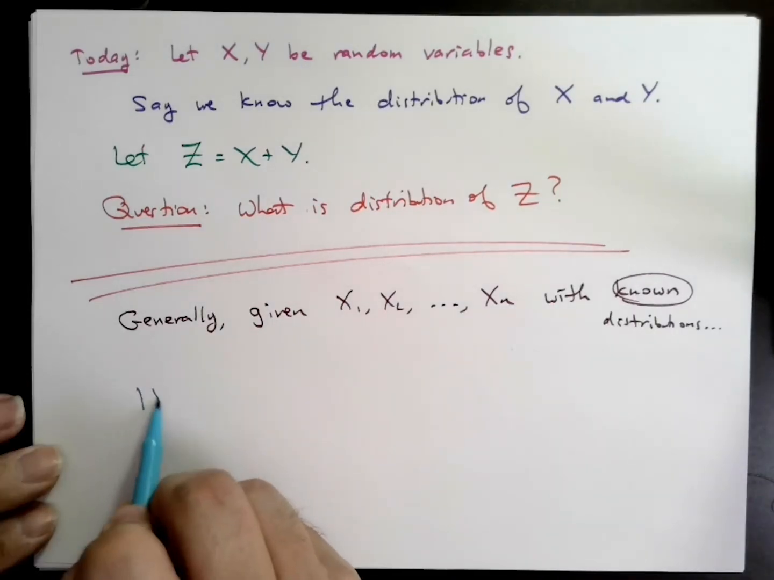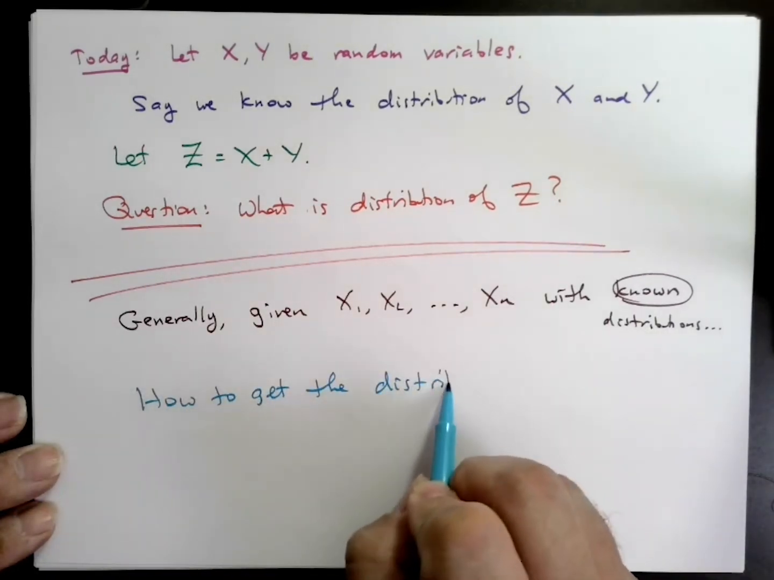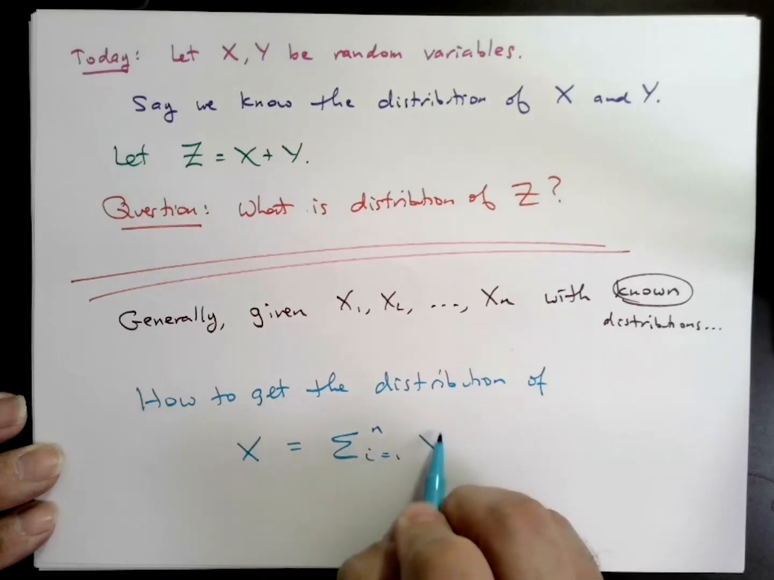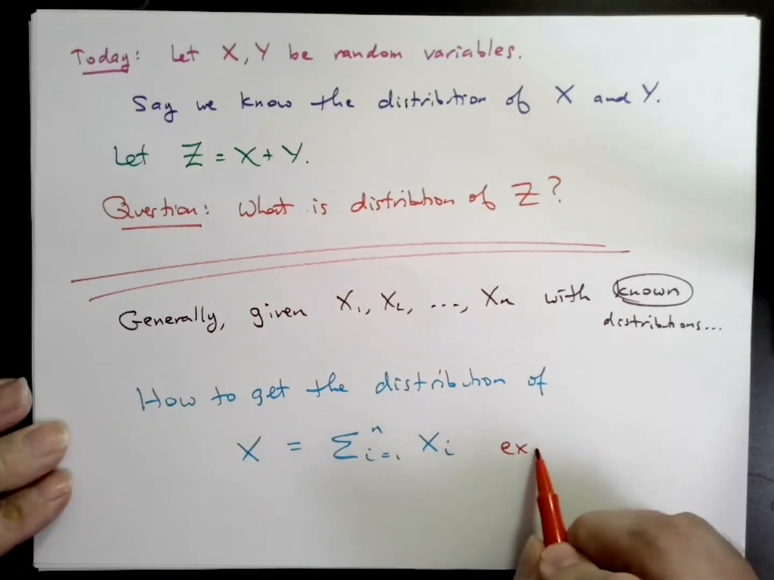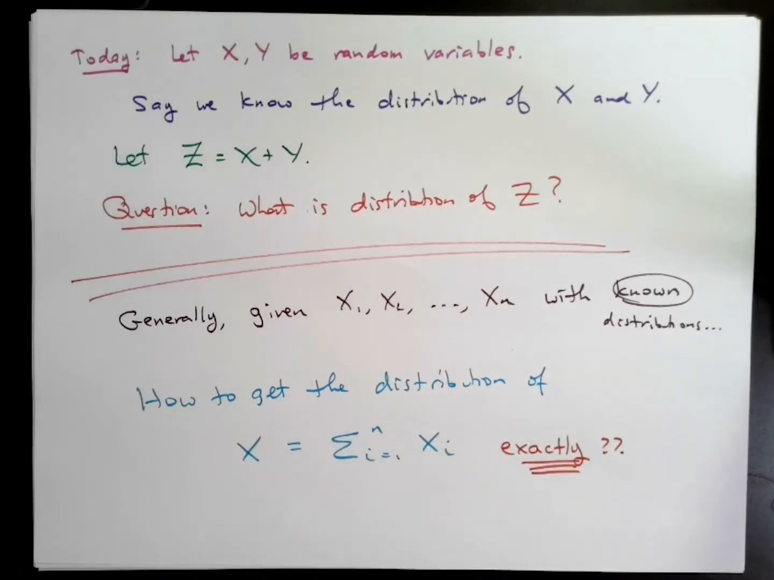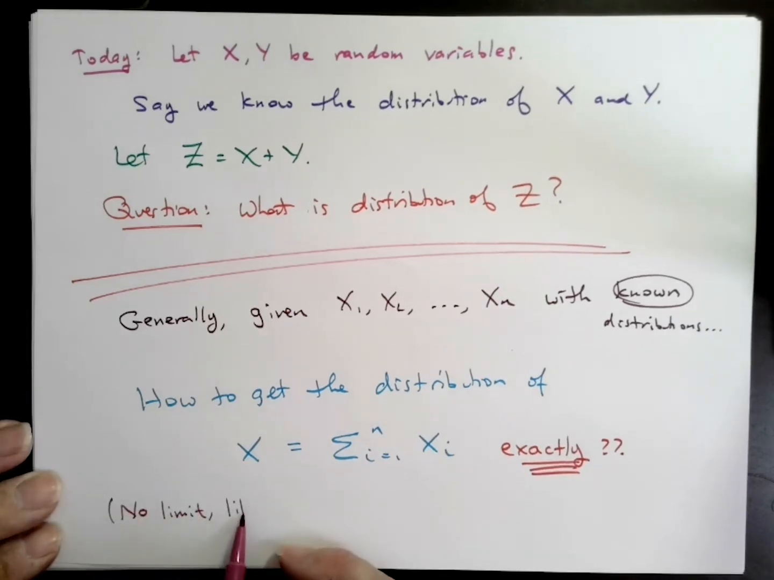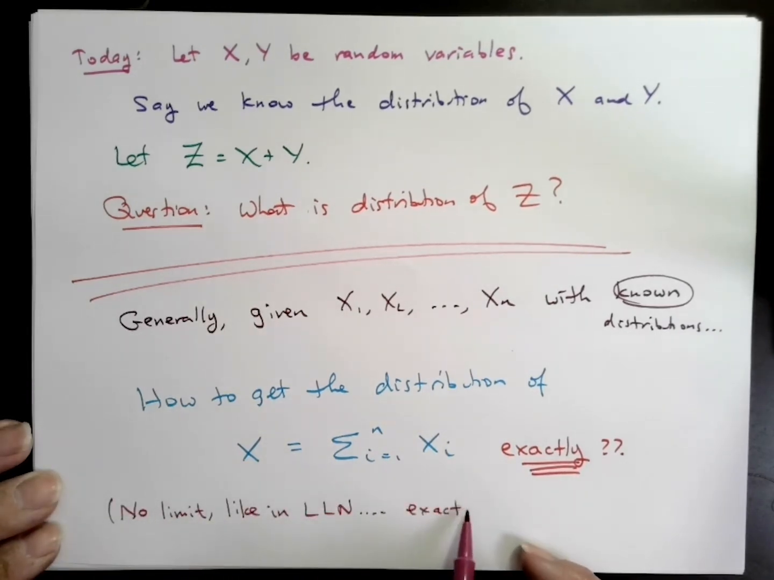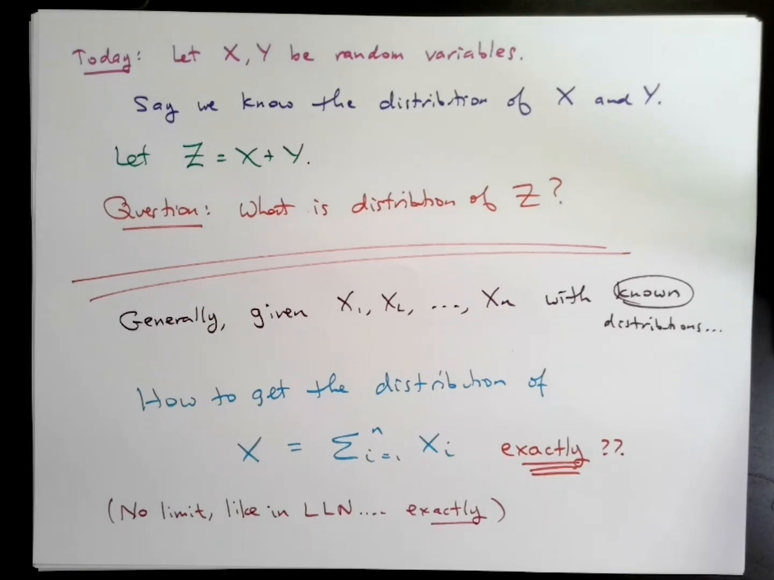Now you might say, wait a second, we've already kind of dealt with this, right? Remember, we did the law of large numbers, we did a lot of stuff with sums, but remember, in the law of large numbers, we took a limit. Something was true only in the limit as n goes to infinity. Here, we're thinking about a finite n, not necessarily a limit.